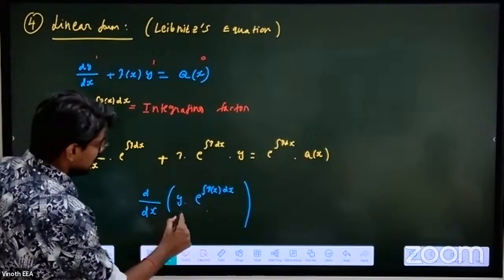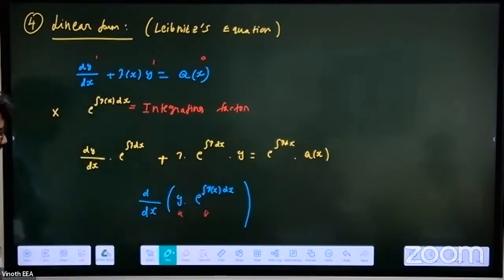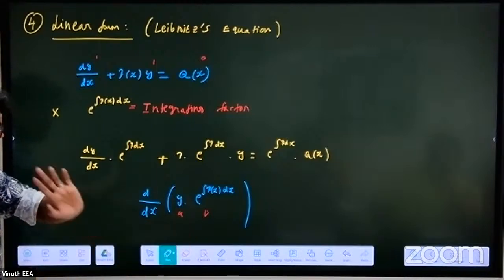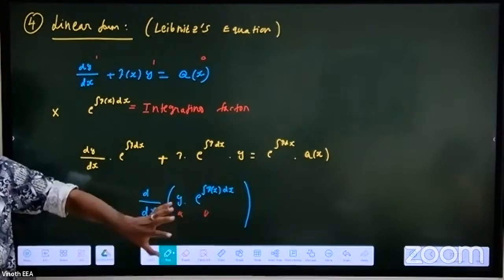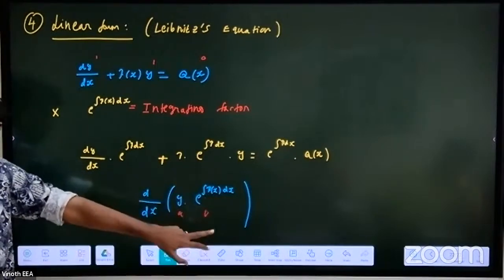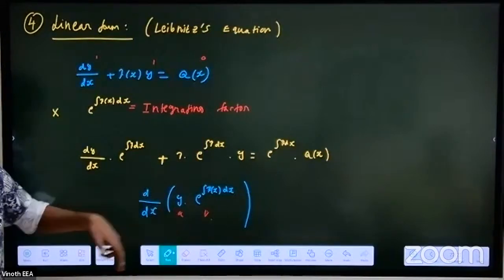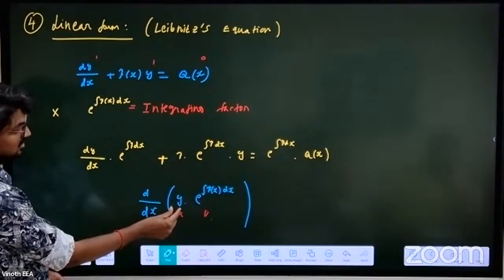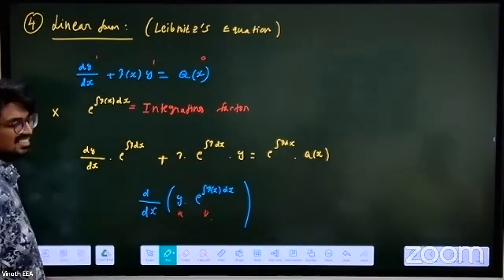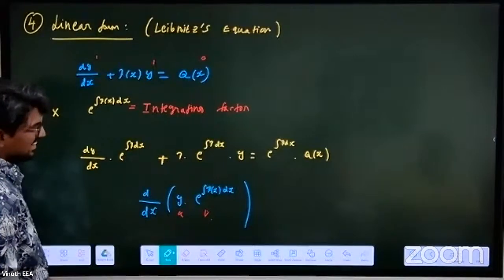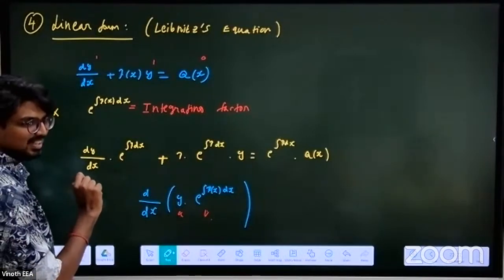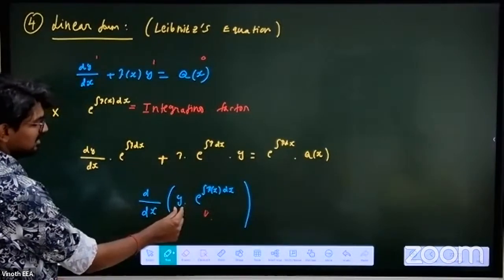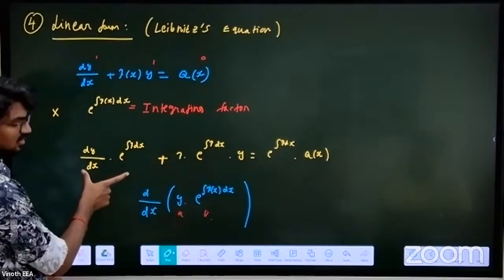So what will happen if I want to differentiate it? We keep one as a constant and differentiate the other, right? So I will keep e power integral of p of x dx, that is v, constant and differentiate y. Keeping this term constant and differentiating this term, what will I get? With respect to x, this term stays as it is. Differentiating it gives this.